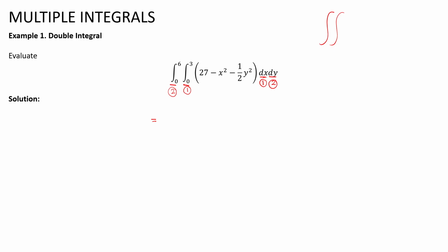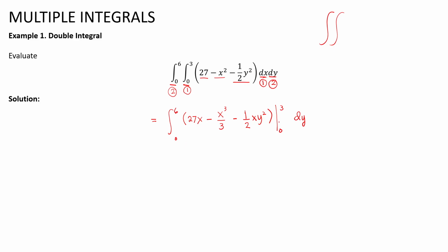So if we try to evaluate this one, we're going to have from 0 to 6, and then the first one is the integral of 27, that will give you 27x. Negative x squared gives you negative x cubed over 3. Then since you don't have any x here, this becomes negative 1/2 xy squared. Then applying the limits from 0 to 3 and then dy. Right? So it's easy for you.